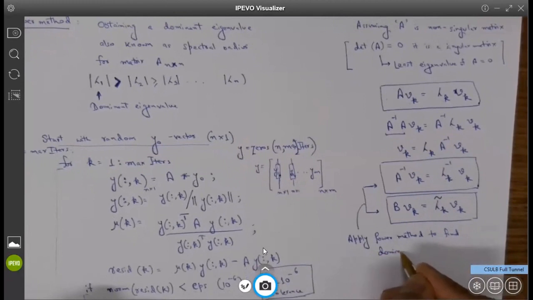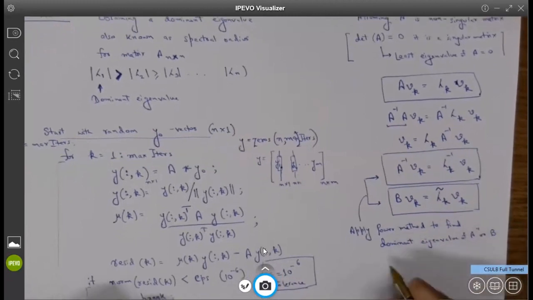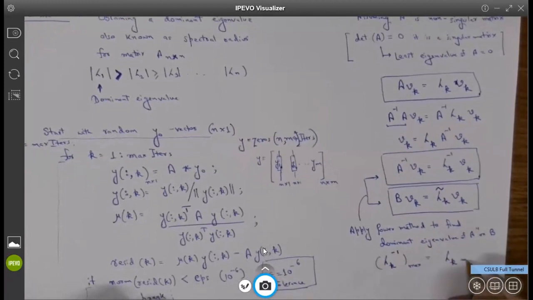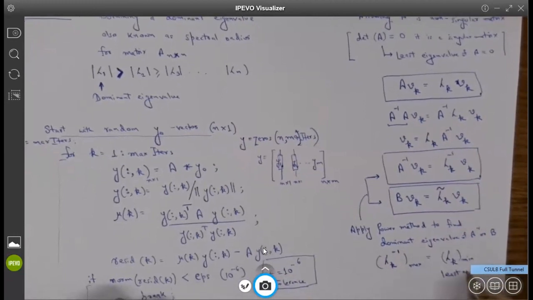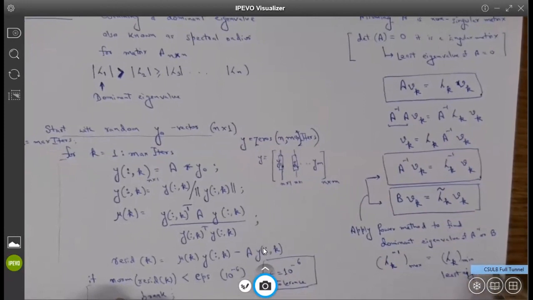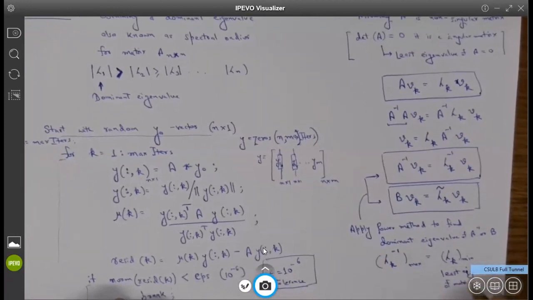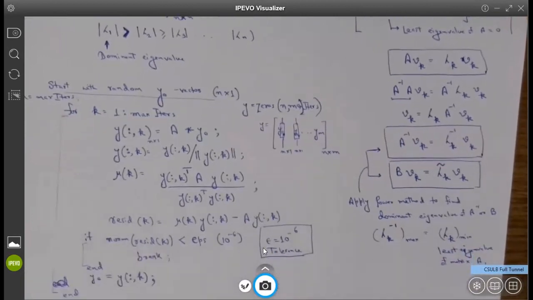Now, when you do that, what you are going to get is the dominant eigenvalue of A inverse, or B. So what you are going to get is lambda k inverse max. And that is going to be lambda k min, the least eigenvalue of matrix A. Do you see what I'm doing, guys, here? I'm still writing, Professor. Give me a second. Yeah.